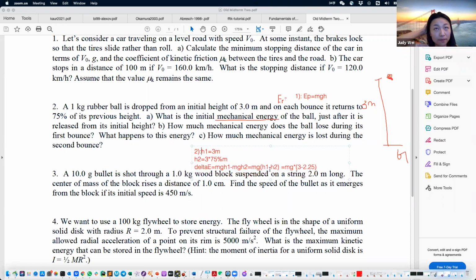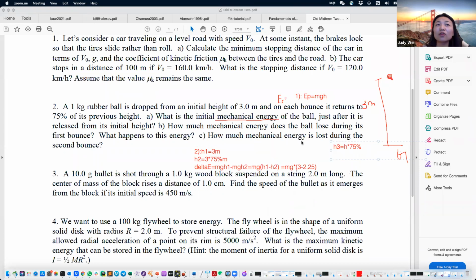Make sense? Yeah, it makes sense. Okay, how much mechanical energy is lost during the second bounce? That's about what is lost during the first bounce or the second bounce. So this is the first bounce. Basically, you have to find the third height, H3. H3 equals H2 times 75%. So you just do the same thing.